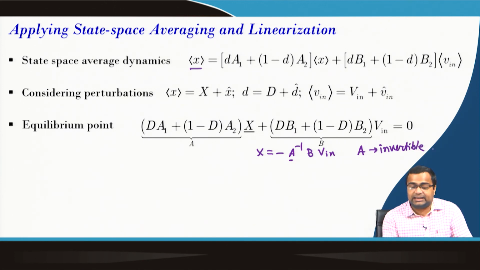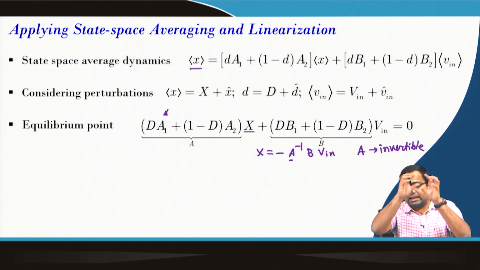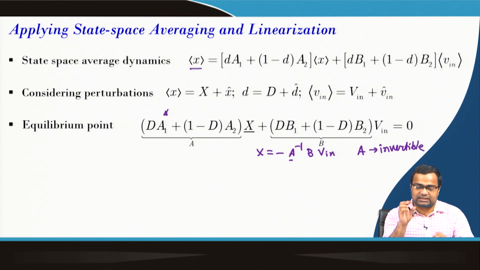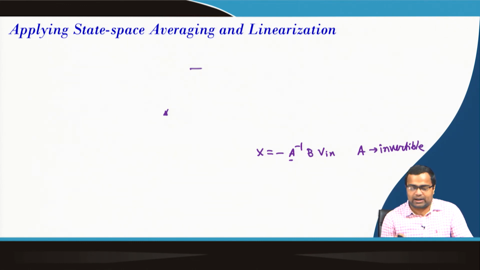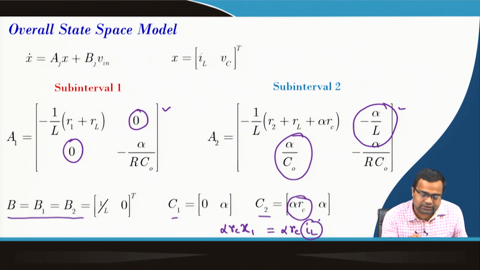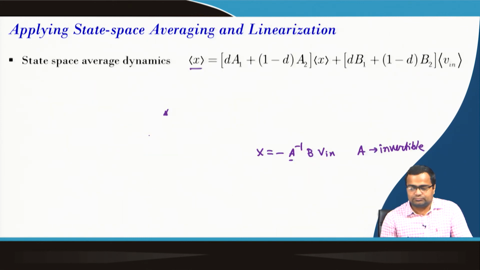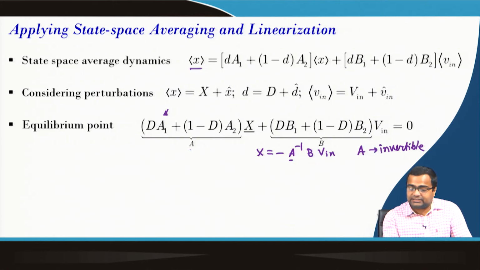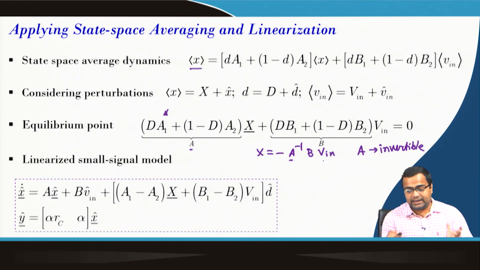But if you take the individual A matrix, for the ideal case A1 is not invertible, because all elements are 0 except for the last element. If we go back to the equation, under ideal condition this term will be 0. So, all 3 elements are 0 except for this one, which is non-zero. But if you take the average A matrix, it is invertible, and again we can derive the linearized small signal model using this expression.